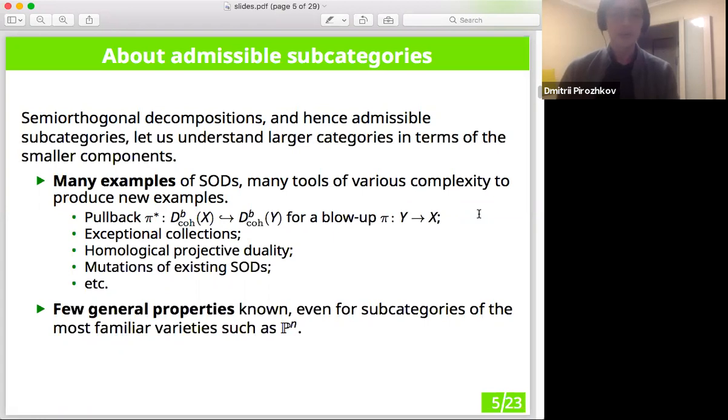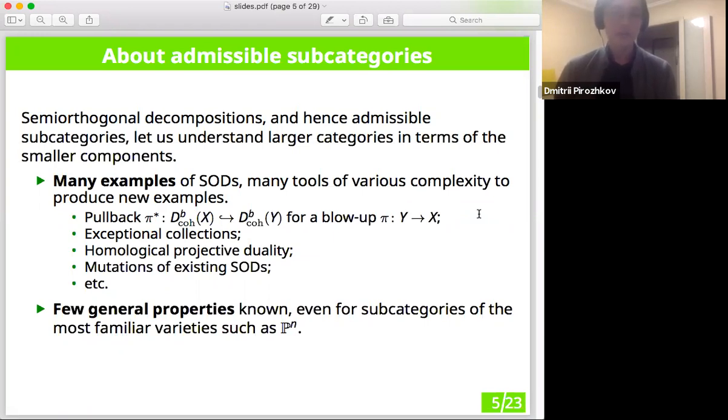Other sources of admissible subcategories come from exceptional collections. Basically, you take a subcategory generated by an arbitrary subcollection, and it will be admissible as well. And I think Sasha Kuznetsov explained yesterday how to construct those adjoint functors to the inclusion of the category. And there are other, probably deeper, ways to produce semi-orthogonal decompositions.